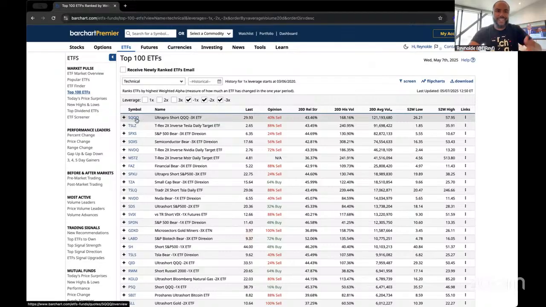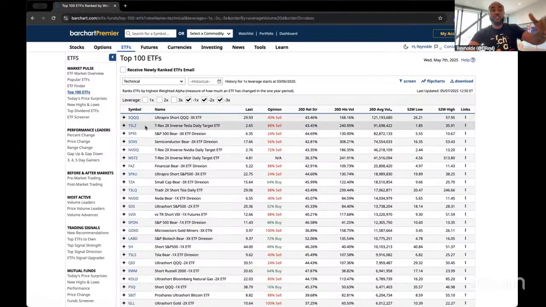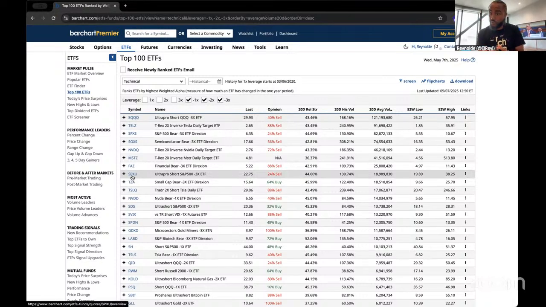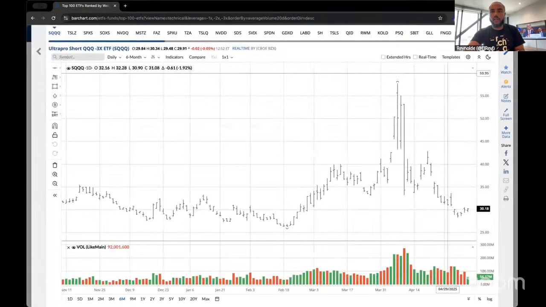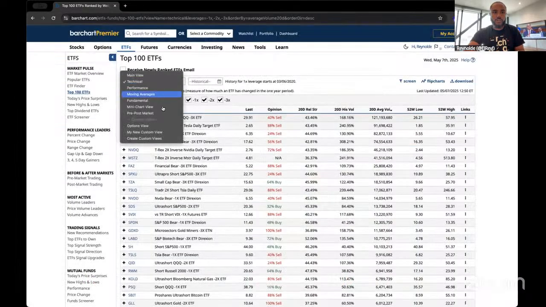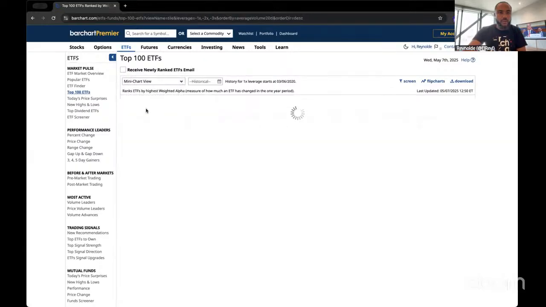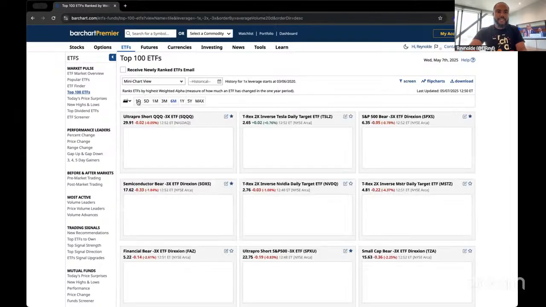So we can see it's SQQQ, TSLQ. This is Tesla inverse, right? So these are your inverse ETFs if you ever want to be bearish leading into these types of markets, because right now these things have kind of spiked up. So if we look at the charts, actually we'll go to the mini chart view so you'll see them all. I'm not going to keep you for long. I'm just showing you some ideas here.